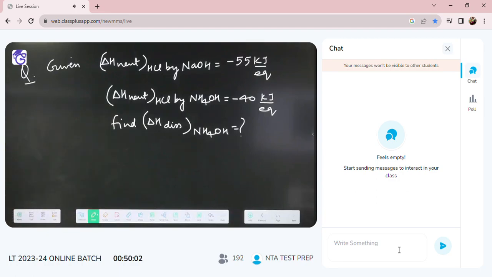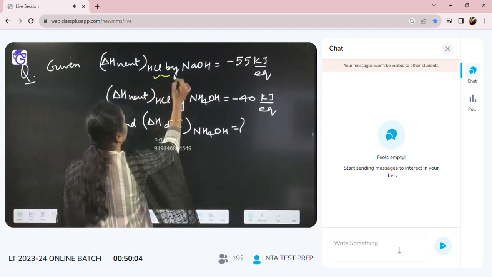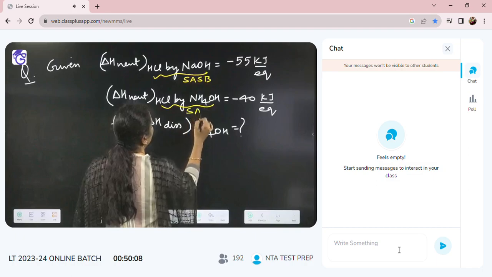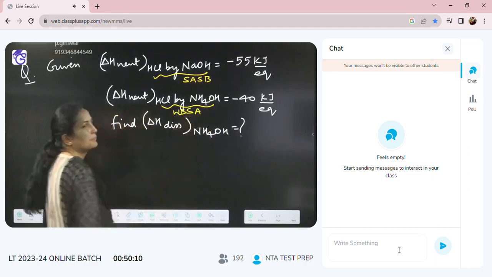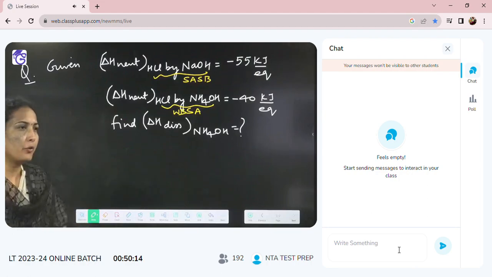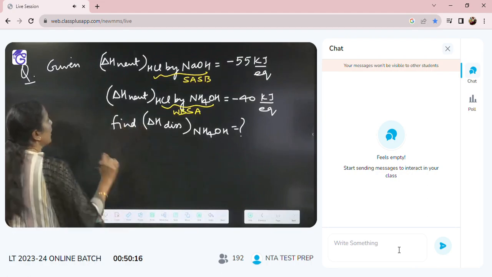Try to find the value here. What the examiner has given you. This data is telling you strong acid, strong base neutralization. This is telling you strong acid, weak base neutralization. Yes, majority of you have got it. Very good, 15, right? So the thing is, you should understand one thing.